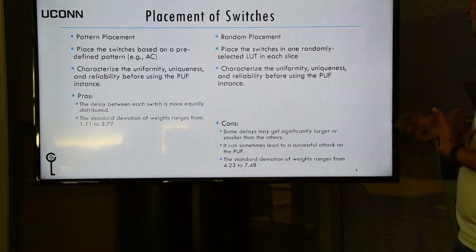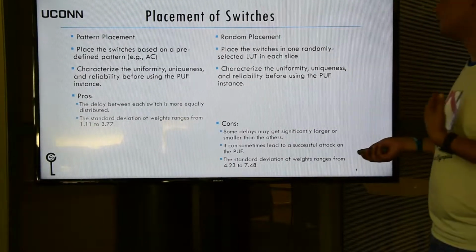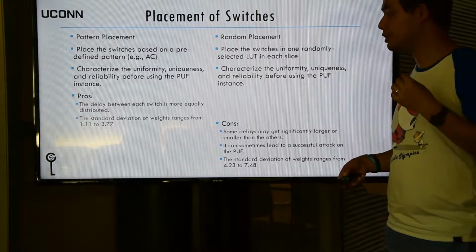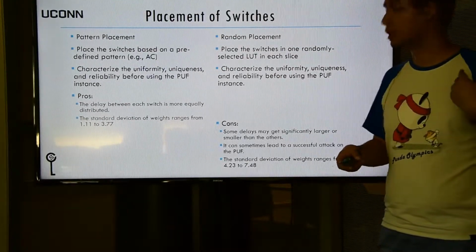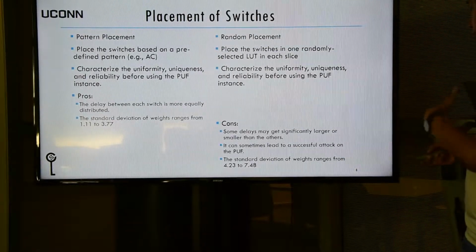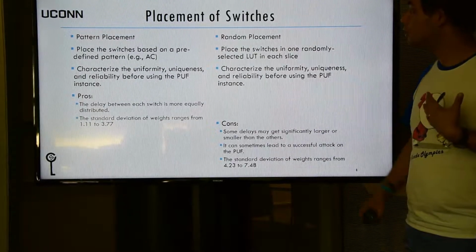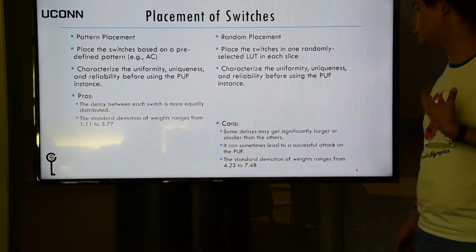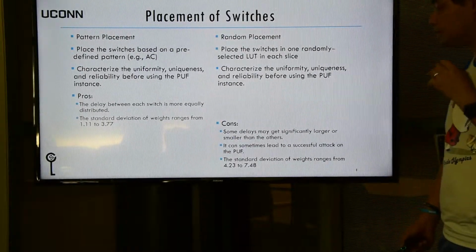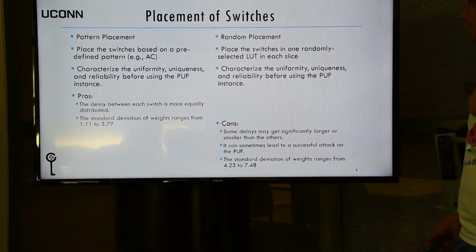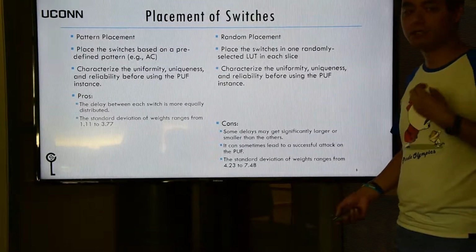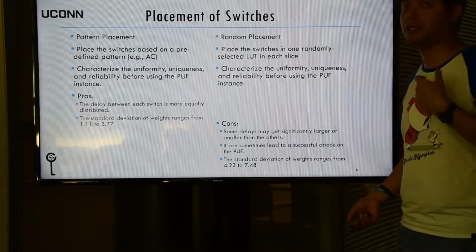There are some pros and cons of these two placement tricks. The pro of pattern placement is that the delay between each switch is more equally distributed, because we have a very specific pattern. Similarly, on the other side, the con of random placement is that some delays may get significantly larger than the other delays. So you will have some very significant terms in your weights, and it can sometimes lead to a successful attack on the path, because some weights are dominating the behavior of the path.